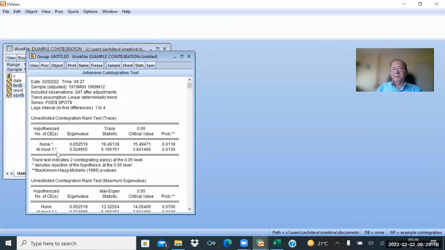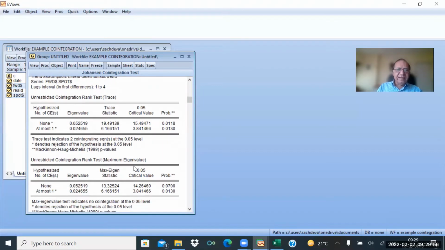Now at most one. It is again saying that there are two cointegrations. We cannot reject the null hypothesis that it has only one cointegration. It has more than one cointegration. So the trace test indicates two cointegrating equations at the 5% level. Trace says there are two cointegrating equations.